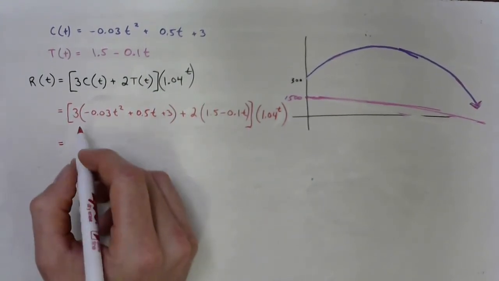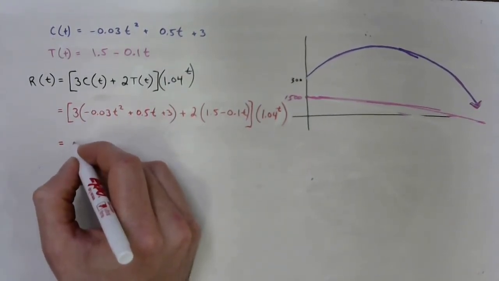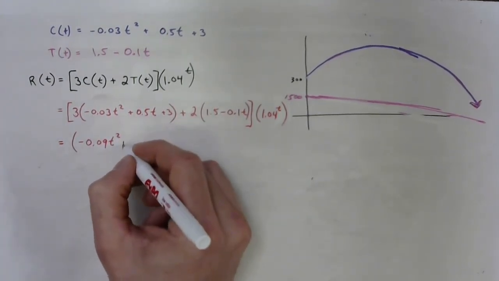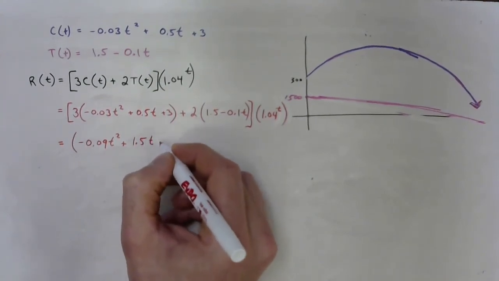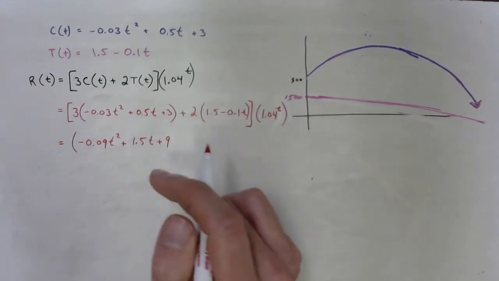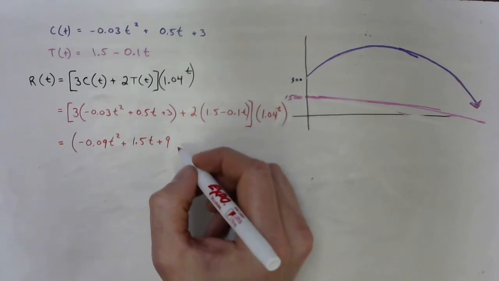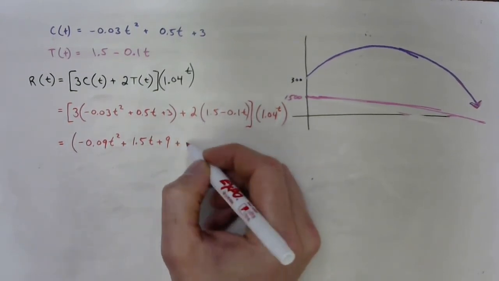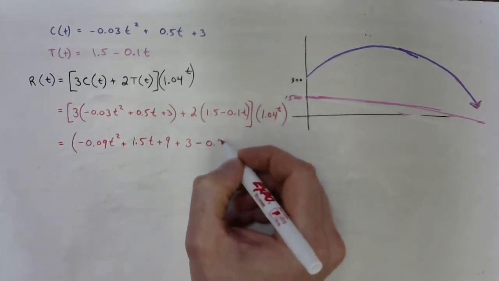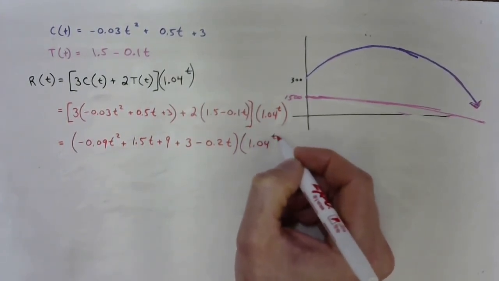So this ends up being, distribute 3 to each piece of the trinomial here. We end up with negative 0.09t squared plus 1.5t plus 9. And if I distribute this, I can just do so within the bracket here. 2 times 1.5 is 3. 2 times negative 0.1 is minus 0.2t. And multiplied by 1.04 to the power of t.